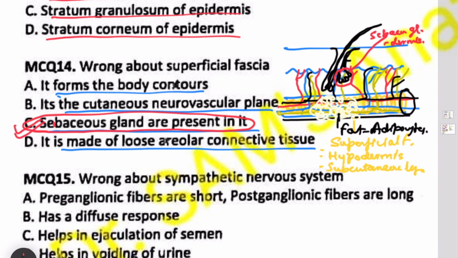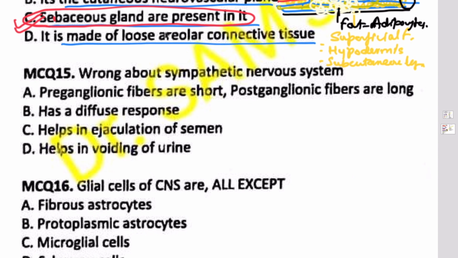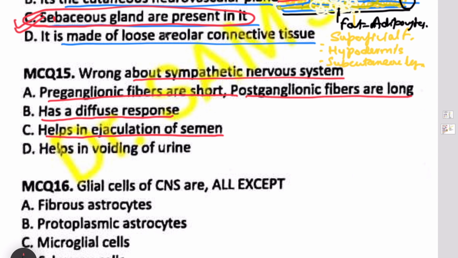Okay. The next question is question number 15. Wrong about the sympathetic nervous system: preganglionic fibers are short, postganglionic fibers are long; has a diffuse response; helps in ejaculation of semen; helps in voiding of urine.